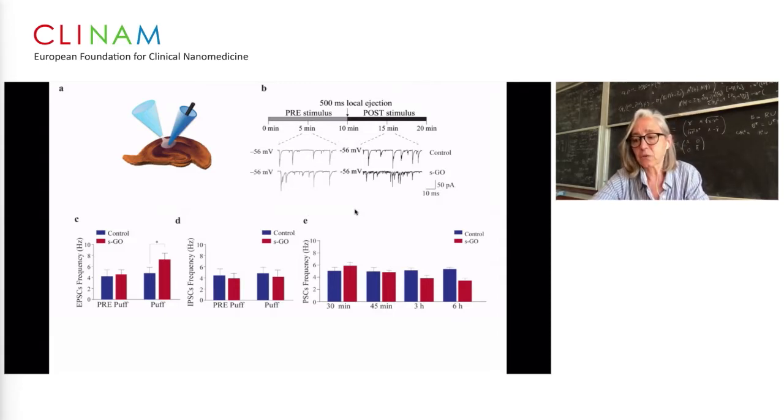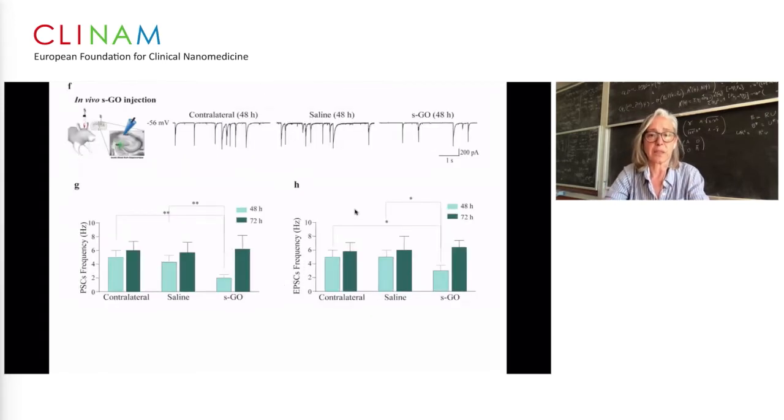We decided, therefore, that it was time to step to the real thing, that is to test whether in vivo we obtain similar results in terms of affecting excitatory synapses. So we worked this time on slightly older animals. These are juvenile rats, young adults, in which we stereotaxically injected the saline solution or the SGO, 1 microliter containing 50 microgram in that case, in the dentate gyrus of the hippocampus of one hemisphere. Then we waited for 48 hours.